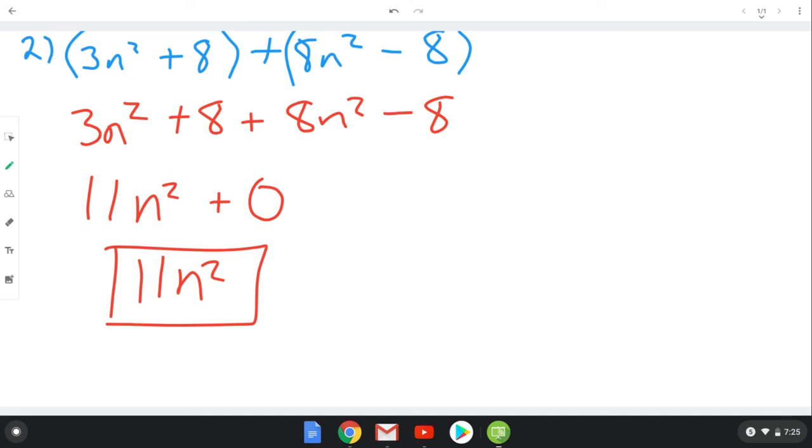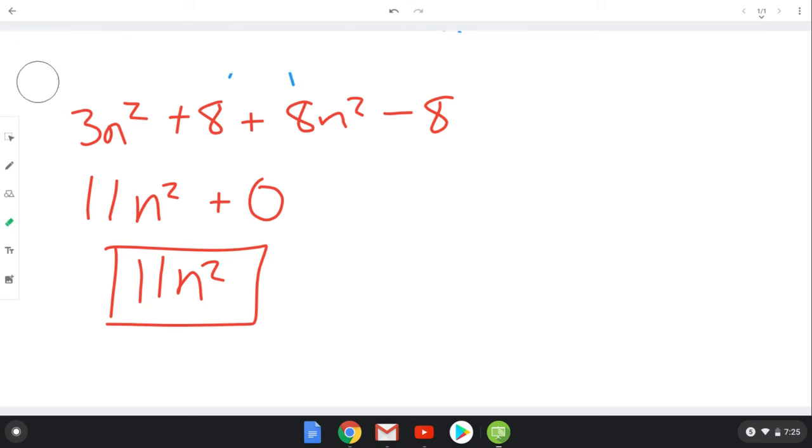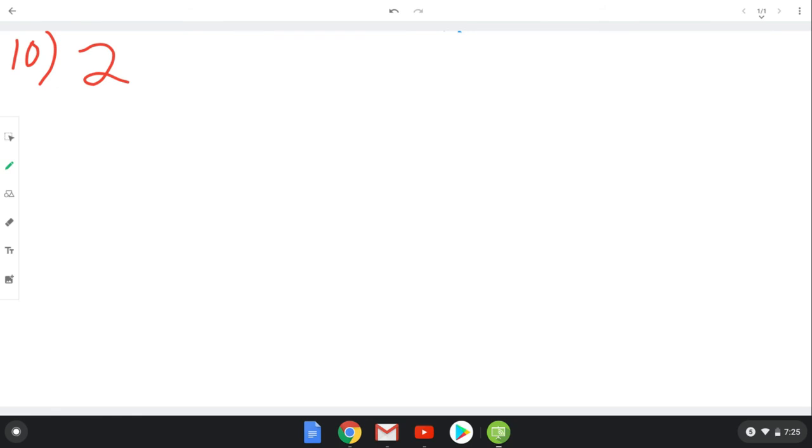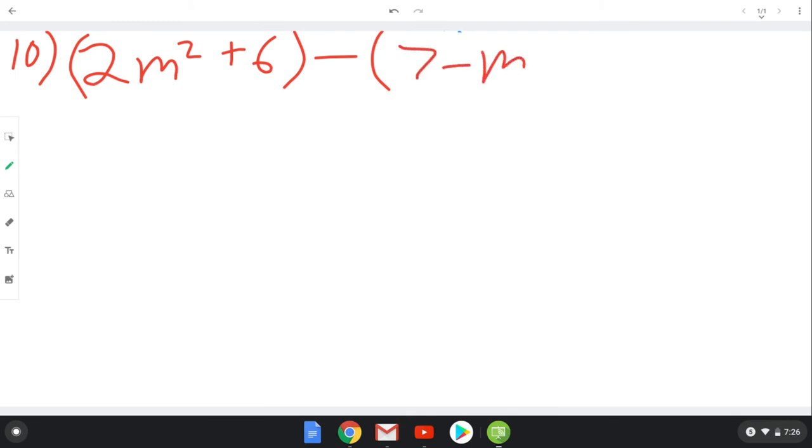Okay, so let's go ahead and do number 10 and look at subtracting. This is one very important extra step that we have to do when we're subtracting. So this is question number 10. So that's 2m squared plus 6 minus 7 minus m squared.